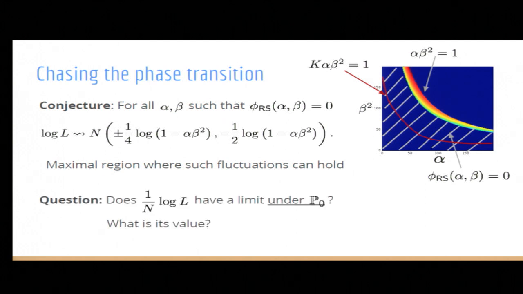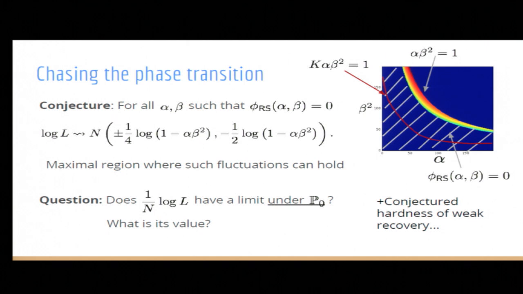There is another question that I'm interested in. I told you that 1 over n log L converges to a certain limit if the observation comes from the alternative, from the planted model, and now I'm asking whether it has a limit under P0. If there is complete noise in the observations, whether this thing has a limit, and if it does, what is its value? It turns out that a positive solution or an understanding of this problem is a major open problem in spin glass theory.